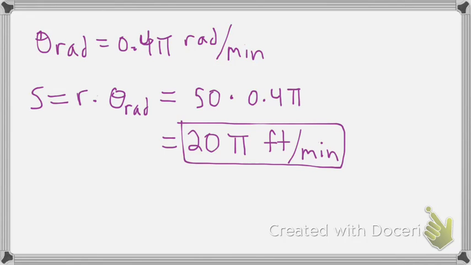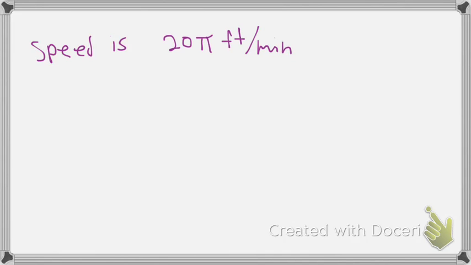And then since the question wanted your speed in miles per hour, we have to convert this 20 pi feet per minute into miles per hour. So this is another example of unit conversions. Okay, so again, the speed is 20 pi feet per minute. So we're going to start here, 20 pi feet every 1 minute. And we need to eliminate the units of feet and arrive at the units of miles. So first let's do that, and then we'll convert the minutes to hours.